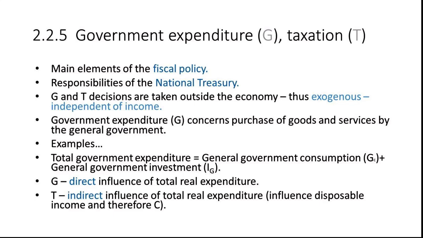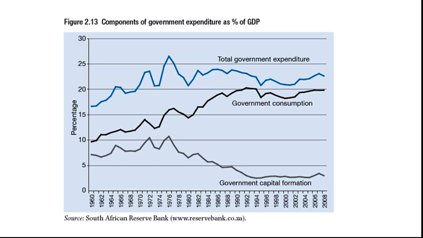So government spending can also be broken into its consumption spending and investment spending. So it's possible to have an investment term with the subscript G showing that this is the government portion of investment spending. Government spending has a direct influence on total real expenditure. You'll see in a moment that it simply gets added to total expenditure. And taxation has an indirect influence through its impact on the disposable income and in that way on consumption by the households. This is a graph from the textbook.